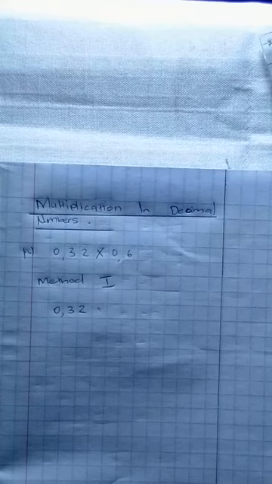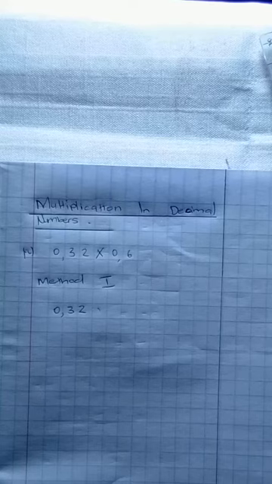Our topic today is based on multiplication of decimal numbers without using a calculator. I'm going to teach you two methods of multiplying decimal numbers. The first method, given that our question is 0.32 multiplying by 0.6. On the first method, what are we asked to do?